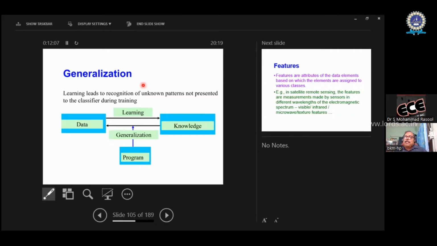So for that, the learning phase is removed, and just some new data is fed to the program, and the results will be looked at, whether the program has given the desired results or not. Okay, so that is the generalization phase.